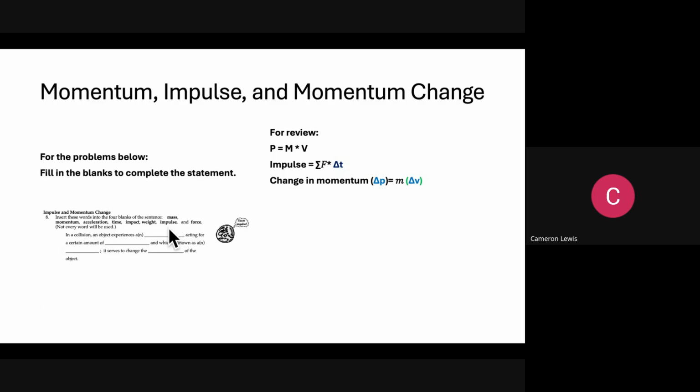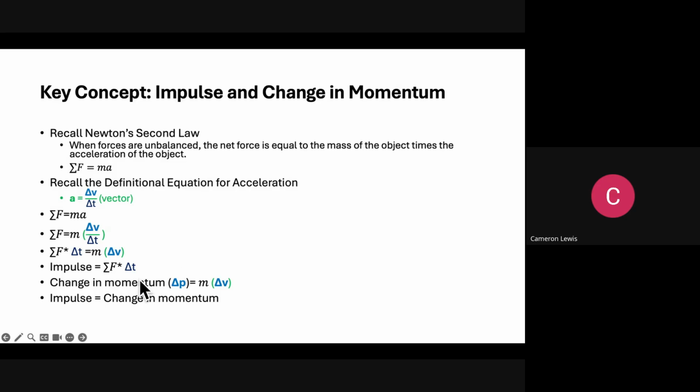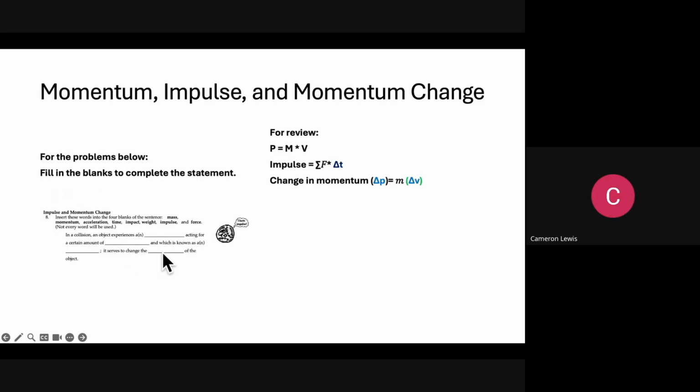Okay, now let's go backwards. It serves to change the momentum of the object. What do we say here, that change in momentum is also equal to? Oh, impulse. So if it serves to change the momentum of the object, then it should be known as an impulse. And an impulse is acting for a certain amount of time, and it experiences a what? Look at the equation for impulse right here. Force, right?